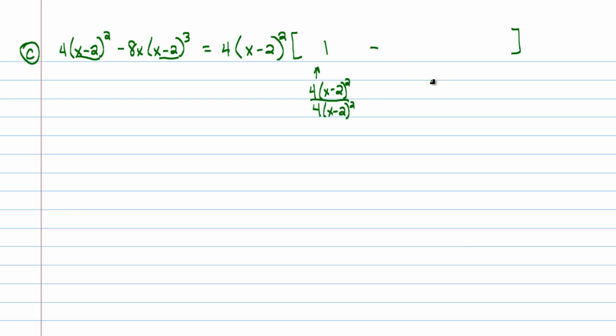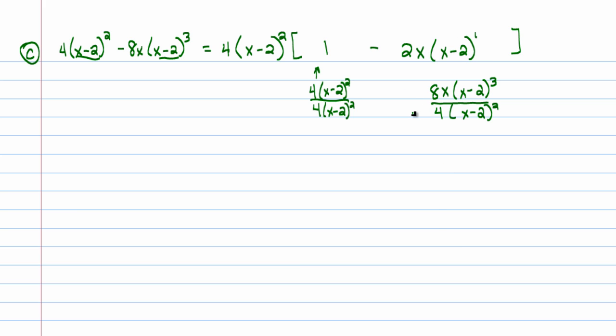Minus. In the second spot, we had 8x times x minus 2 quantity cubed. However, we're pulling off 4 times x minus 2 squared. 4 goes into 8 twice. That x has nothing to cancel it. And then this piece is squared on the bottom and cubed on the top. So when you use the power rule for exponents, if you have 3 of the same objects on top and 2 of those objects on bottom, they'll cancel out and you'll have just 1 left over on top.